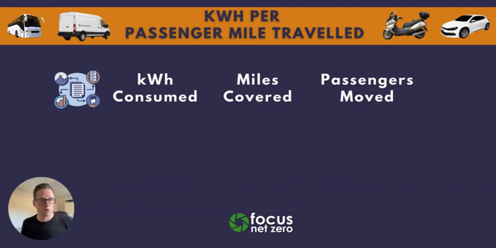So the first one I want to talk about is kilowatt hour per passenger mile traveled. Okay, so this is obviously all related to passengers. So your buses, your coaches, motorbikes, cars. But also you can see on there, I've put a picture of a van on because there are some vans out there, like service vans, which technicians and engineers use, which fit better into this category than they do the freight one. And so you're going to need some data for this, of course, and the data you're going to need is kilowatt hours consumed. You're going to need to know your miles covered and the amount of passengers you've moved.